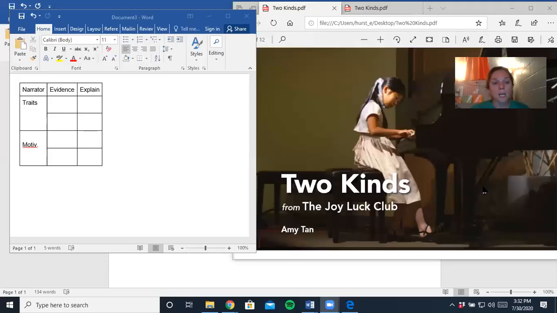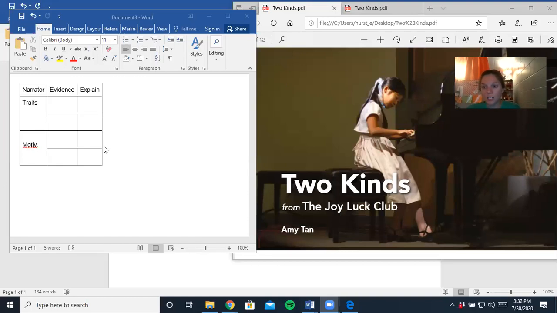So I'm going to share my screen with you so you can see what I am talking about. I'm going to share my whole screen with you so you can see both. So like I said, today we're going to look at traits and motivations. So we're going to think about how we can describe the narrator and why she does certain things that she does.